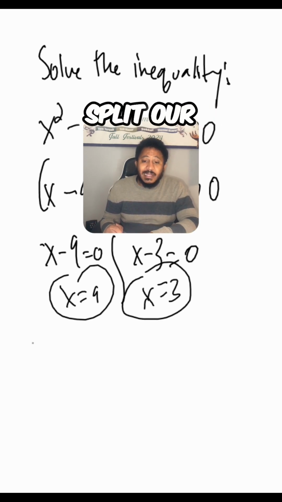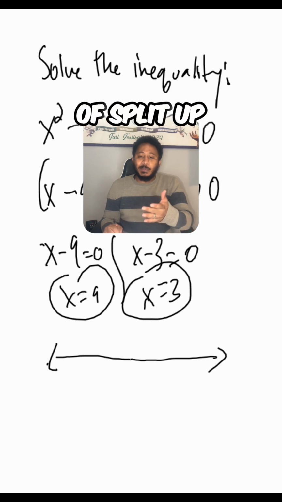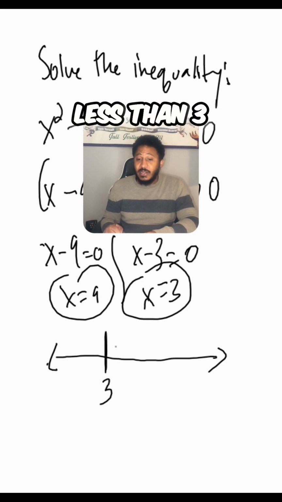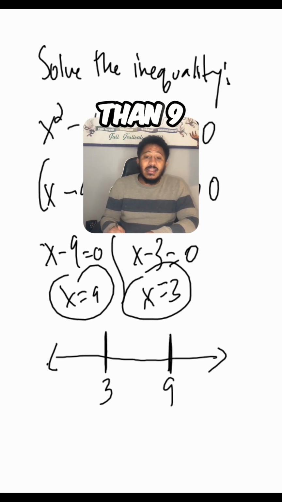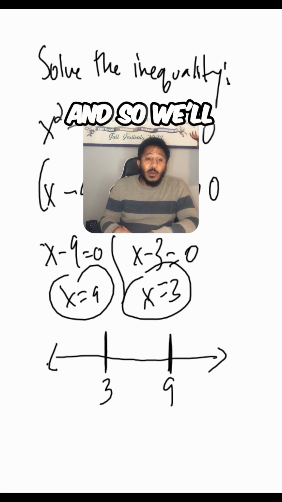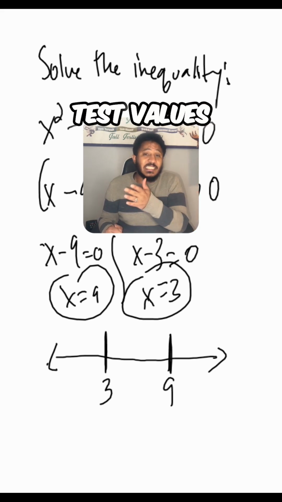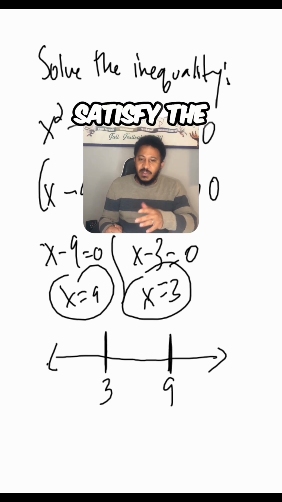In other words, we'll split our number line into 3 different parts. The numbers 3 and 9 split up the number line into 3 different regions: numbers less than 3, numbers between 3 and 9, and numbers bigger than 9. And so we'll pick numbers in each region. We call them test points, or test values, and we'll test each region and see which ones satisfy the inequality.